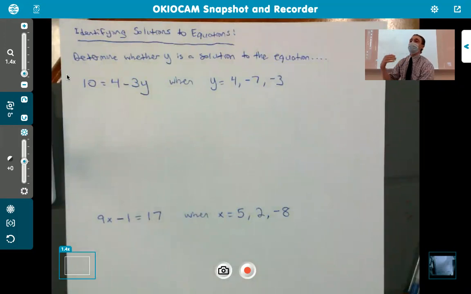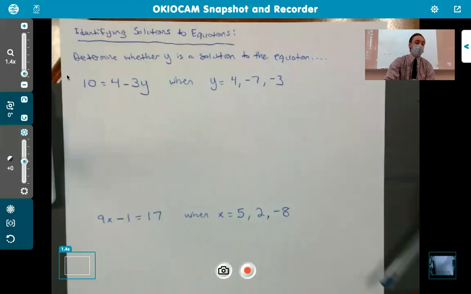Now what we're going to do is eventually start solving these equations, but we want to make sure we know what a solution is, because this process will not only help us check our answers to solutions, but also understand what steps I need to take in order to simplify, go through, and solve. All right.